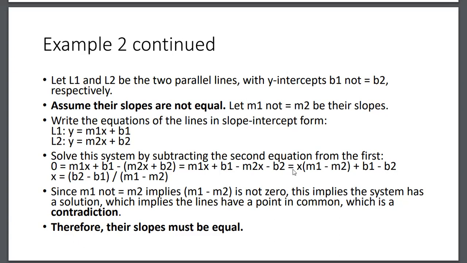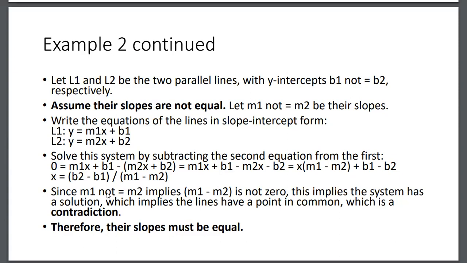And then we'll add B2. Remember, we got 0 on the left. Add B2 and subtract B1, and then divide both sides by M1 minus M2 to get x is B2 minus B1 divided by M1 minus M2.